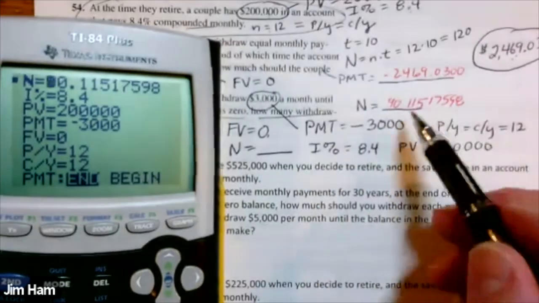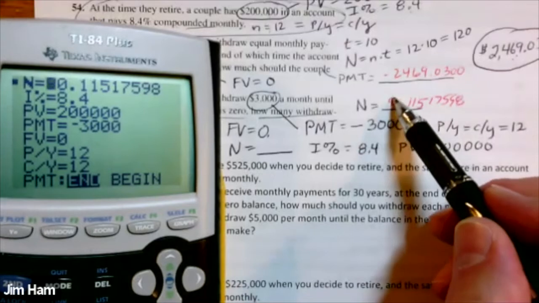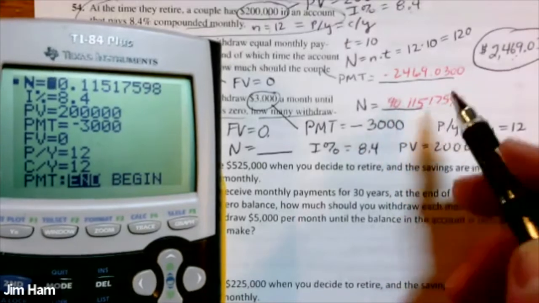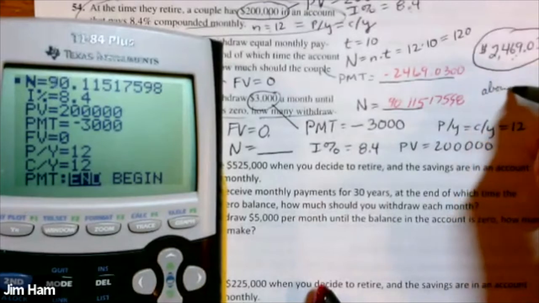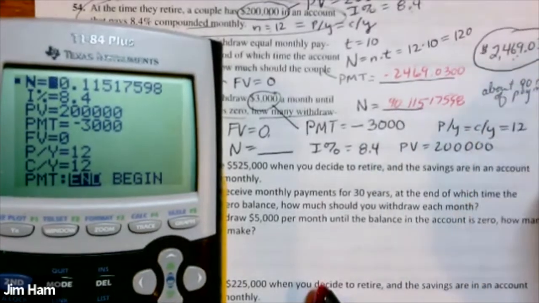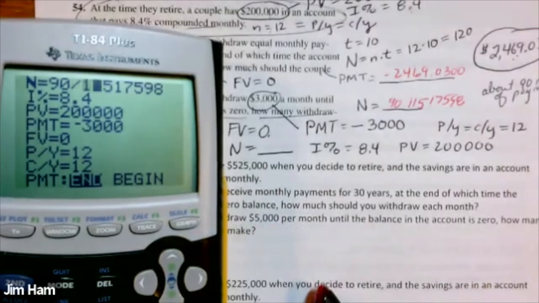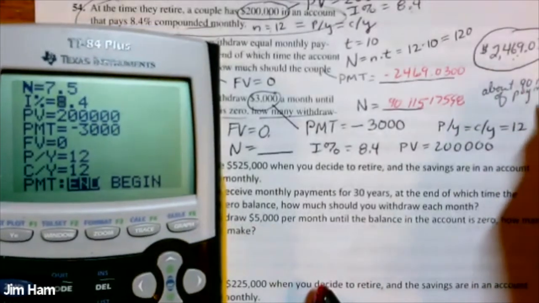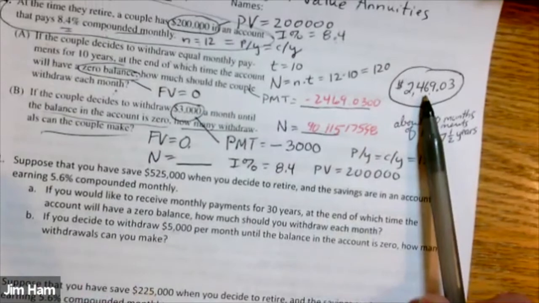All right, they're not going to have another full payment. They won't have a 91st payment, because after they have the 90th payment, they won't have much left. So what we would say here is about 90 months of payments. And if you divide 90 by 12, because there's 12 months in a year, that's about 7.5 years. So they can pay themselves $2,469 a month for 10 years.